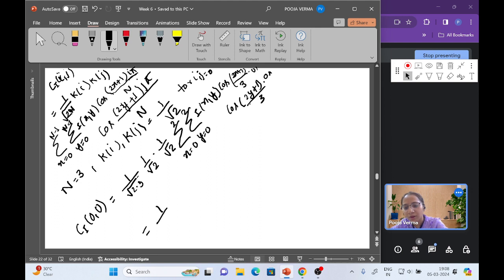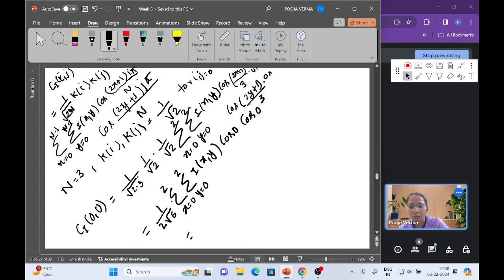So what we will get is 1 by root 6, that is 1 by 2, 1 by root 2, 1 by root 2 is 2, right? x from 0 to 2, y also 0 to 2, I(x,y). Cos 0 is 1. Here all the function is 0, cos 0 and cos 0, so that will be 1 only. 1 by 2 root 6. Again cos 0 is 1.